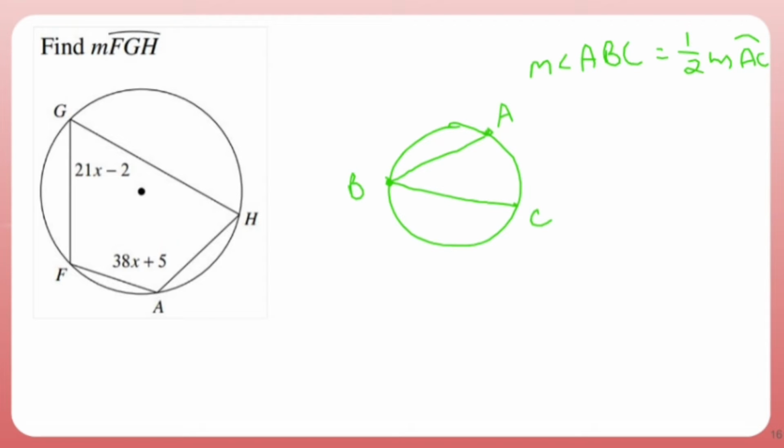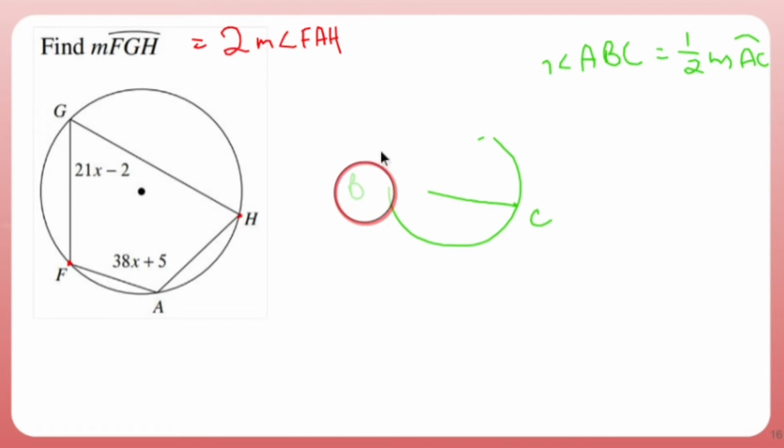So why is this important? Well, if the angle is half the arc, then the arc is twice the angle that it creates. So let me say that. The measure of arc FGH is going to be 2 times the angle created by these guys right here, 2 times the measure of angle FAH.